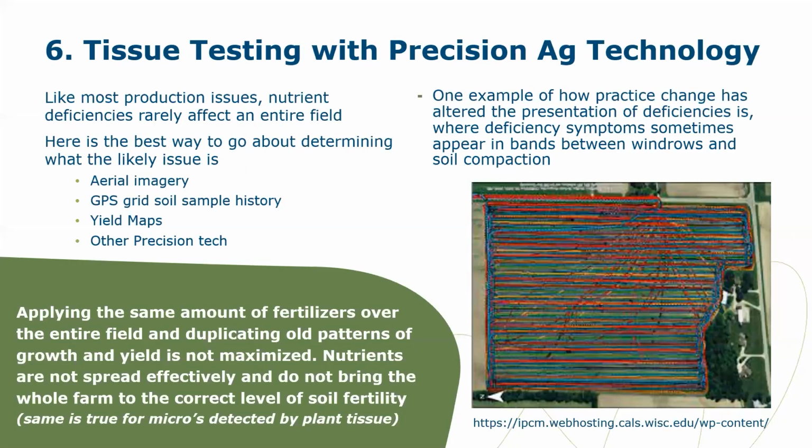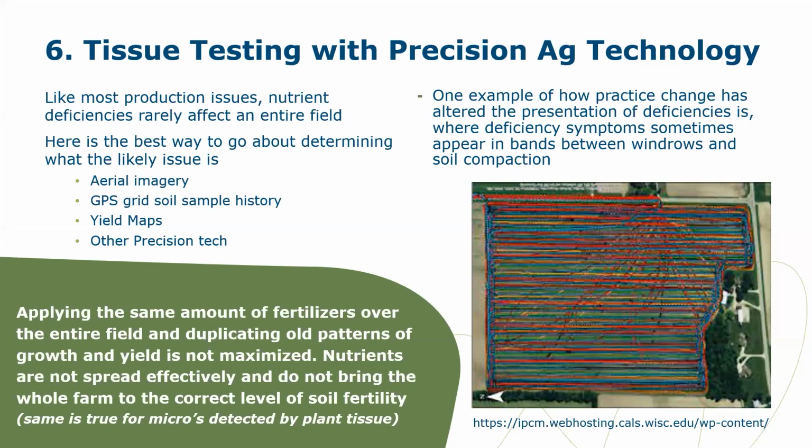Number 6, what about a tissue testing program using precision ag technology? Why? Because nutrient deficiencies are rarely affecting the entire field. The best way to go about determining where the problems are is to use the technology that you already have available to you. Do you already have aerial imagery? Do you have a UAV that has taken pictures of fields? And then also think back to your GPS soil sampling history, yield maps, or irrigation maps.